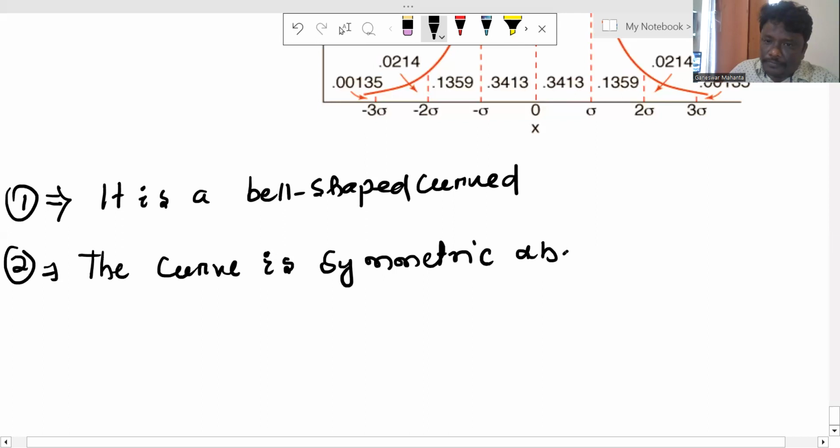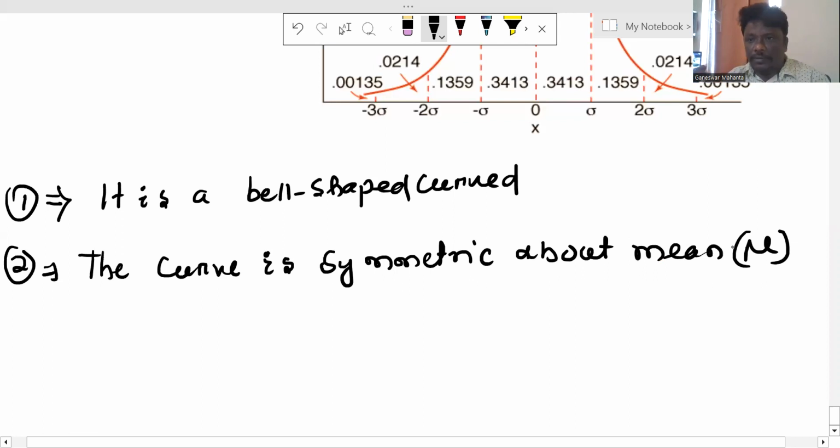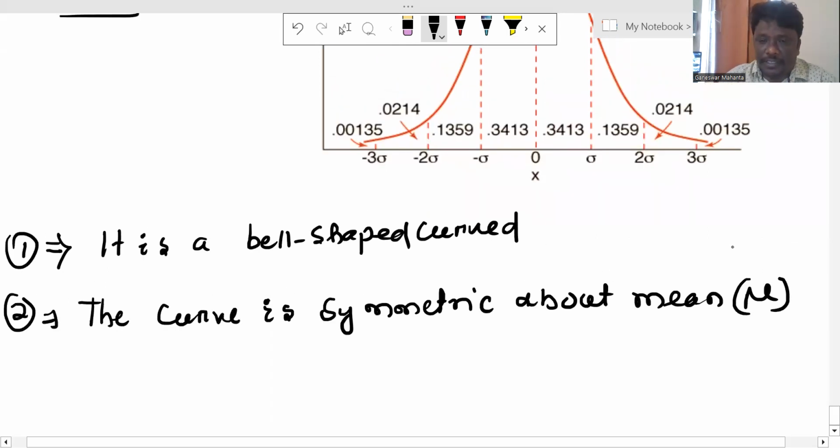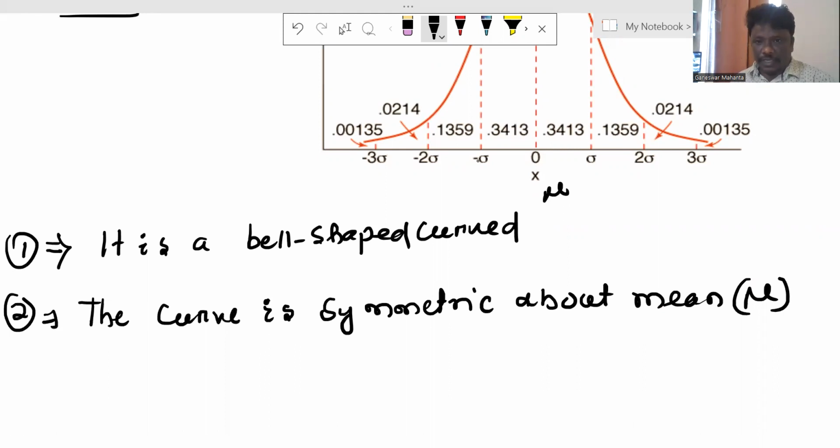Symmetric about the mean. Just remember, here the curve is represented, and that curve is symmetric about the mean. The mean is represented here. See, this is the mean, and this curve is symmetric about this mean.